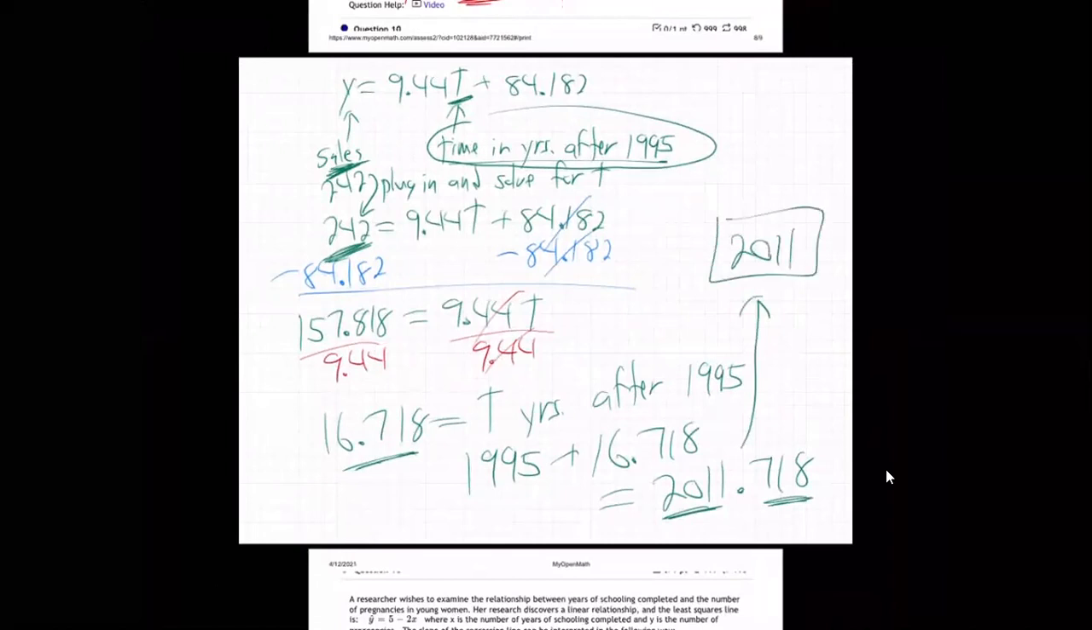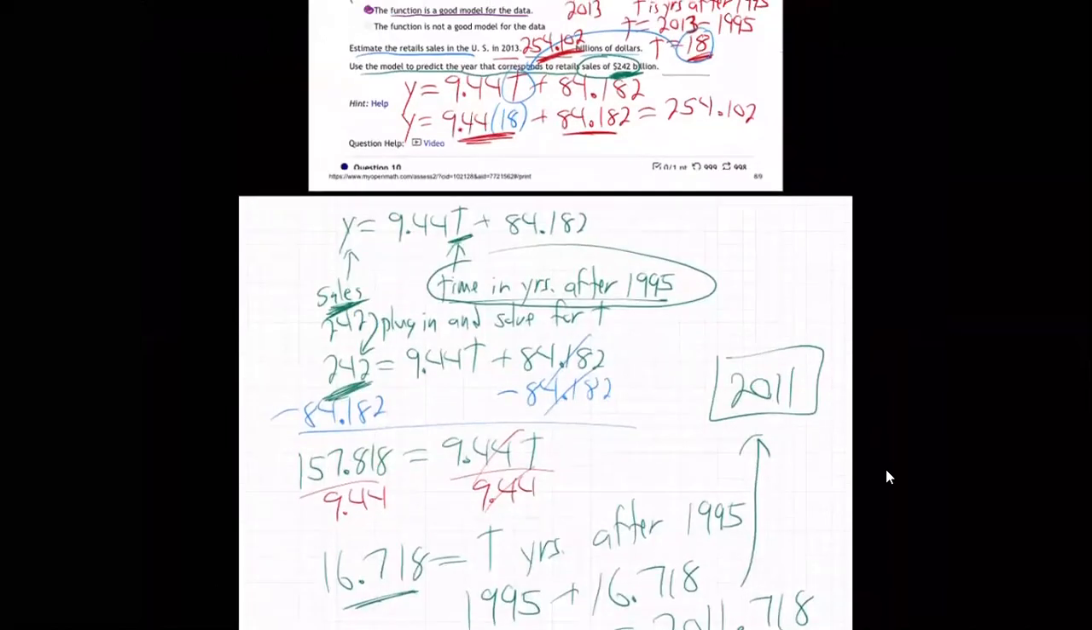You don't say 2012. Why? Because it's not actually in the year 2012. It didn't make it to 2012. Does that make sense? I know this seems kind of weird because you're like, well, Ms. Aaron, aren't we supposed to round up? Well, no, not always in the real world, right? Because they said, what year? So in other words, it's the year 2011.